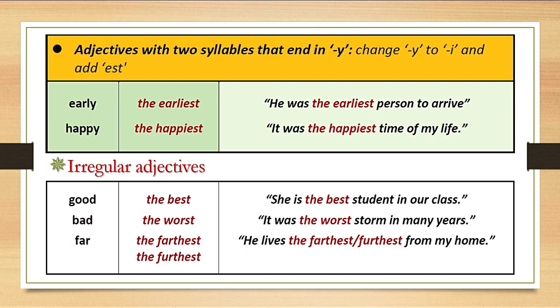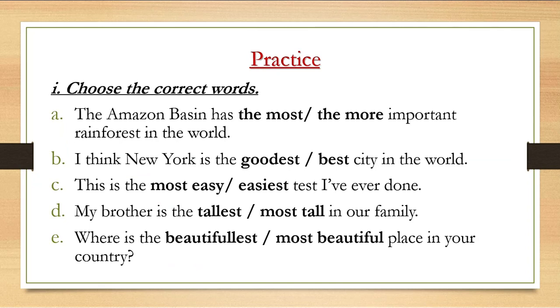So to be clear, let's go to the practice. Today we have 3 exercises to practice. Exercise 1, choose the correct words. We have 5 items here. In each item there are 2 choices. You need to read each sentence carefully and choose the correct answer. You may pause here and spend a few minutes on the exercise.